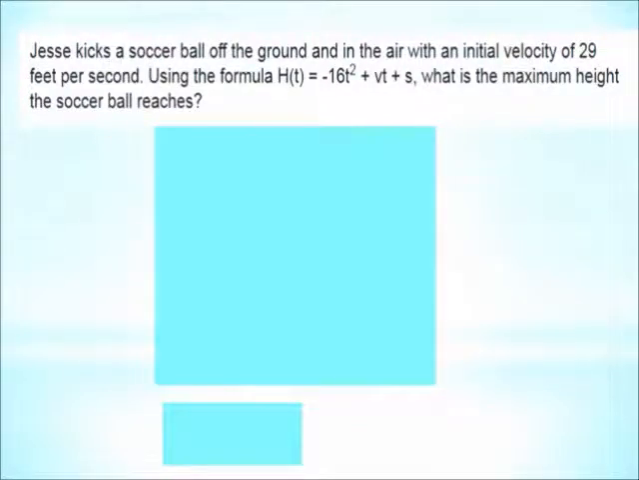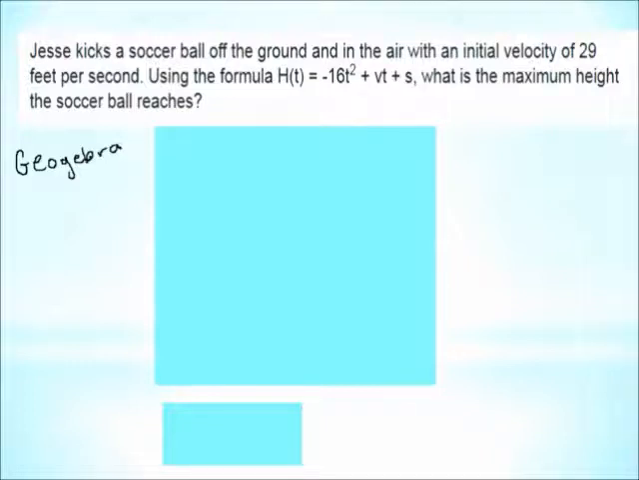Jess kicks a soccer ball off the ground in the air with an initial velocity of 29 feet per second. Using the formula negative 16t squared plus vt plus s, what's the maximum height that the soccer ball reaches? Well, our velocity here is 29. What I did was I used Algebra for this, and I'll write it on here. And this is a great tool. If you look at your teacher's announcement page, there are directions on how to use Algebra, and it's very similar to a graphing calculator.